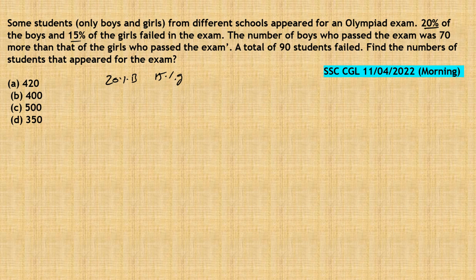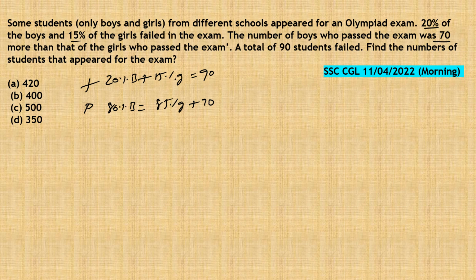Total failed boys are 20%. Passed boys: 100 minus 20, that is 80% boys passed, and the girls percentage passed is 100 minus 15, that is 85% of girls passed. A total of 90 students failed, that means 20% of boys plus 15% of girls equals 90. The number of boys who passed the exam was 70 more than the girls who passed: 80% of B is 70 more than 85% of girls.